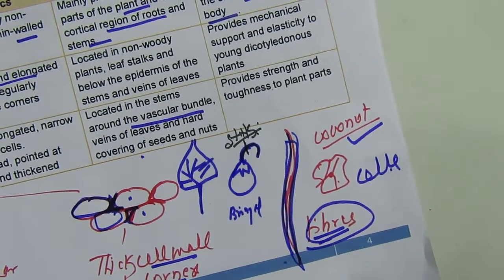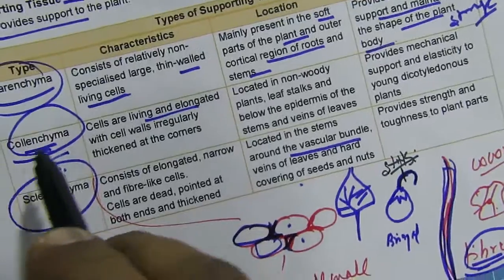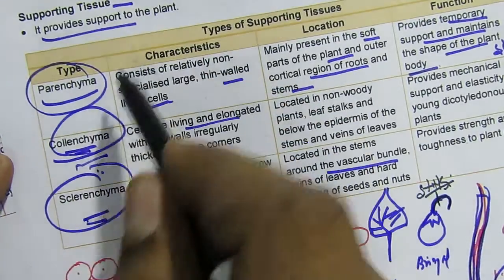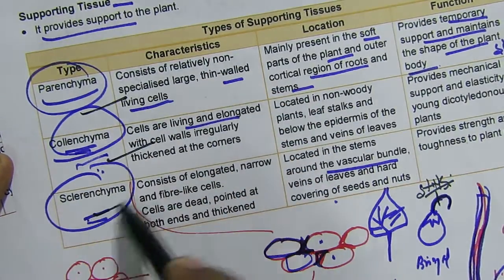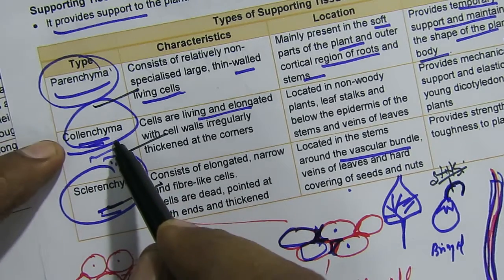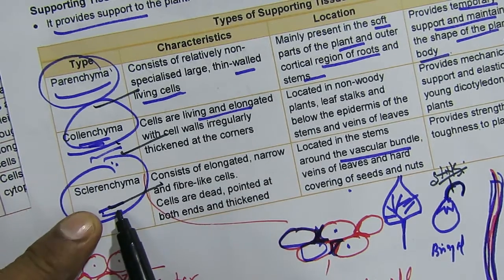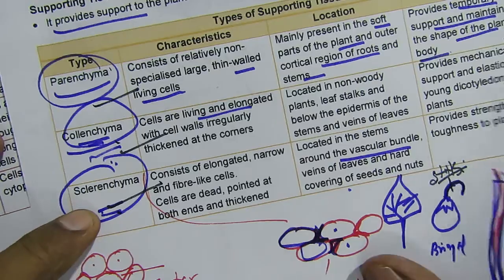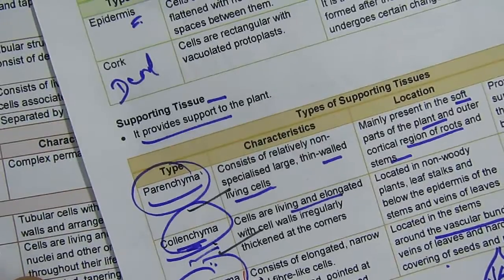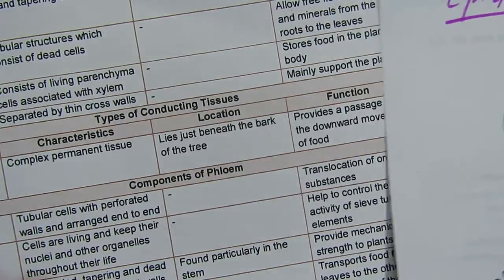That is called as gritty sound. So this is what we discussed just now. Three types of simple permanent tissues: parenchyma, collenchyma, sclerenchyma. Parenchyma and collenchyma are living. Sclerenchyma is dead. Now coming to the other tissue, the conducting tissues.